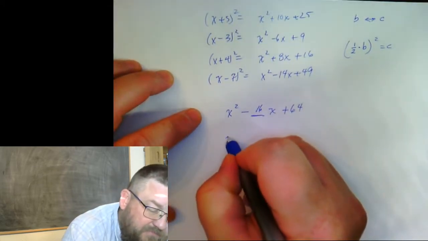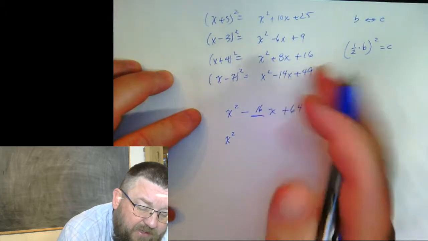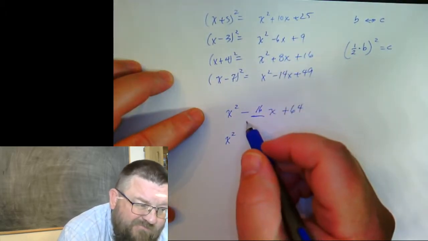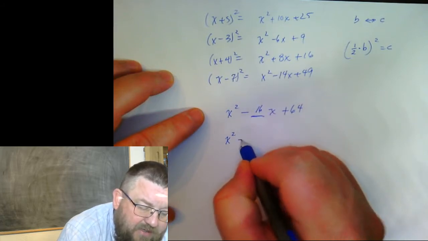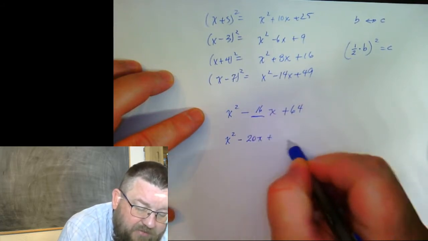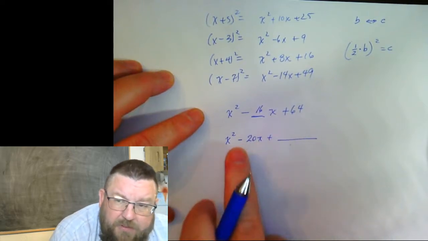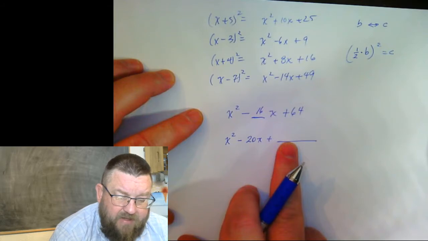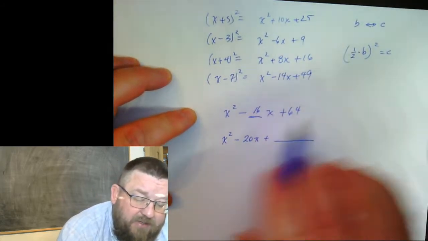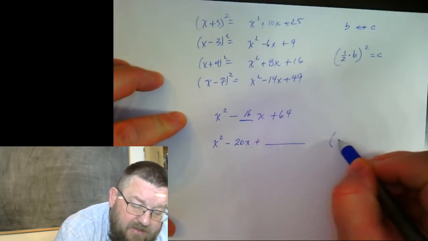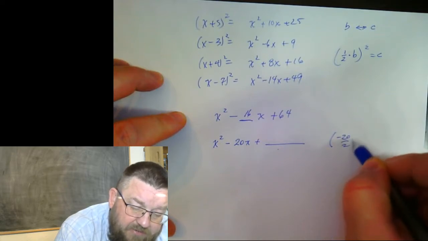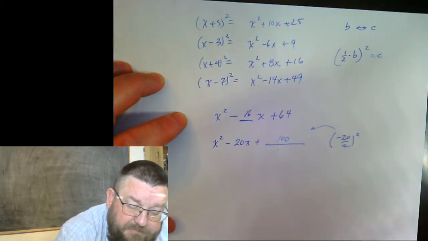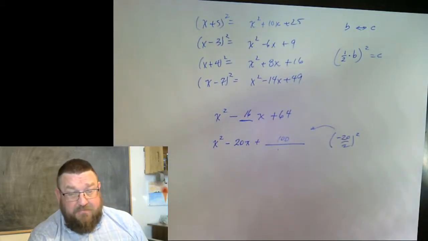Now, what if I gave you something like this? Let me think of a good one right here. So let's say 20x plus, what number would go there if this was a perfect square? If I completed the square right here, what number would have to go here? Well, the way we're going to figure that out is we're going to take half of b, so that's negative 20 over 2, and I have to square it, and that's what number would go right there. Well, that'd be 100, wouldn't it? That's basically completing the square.